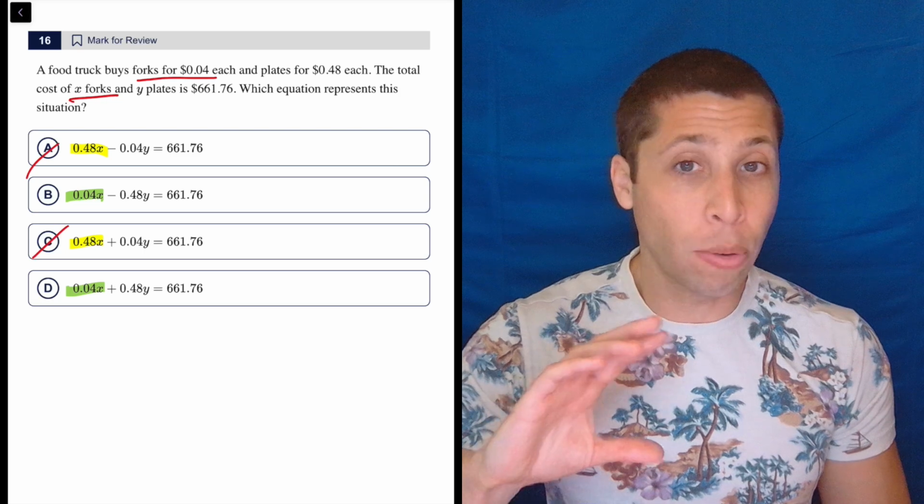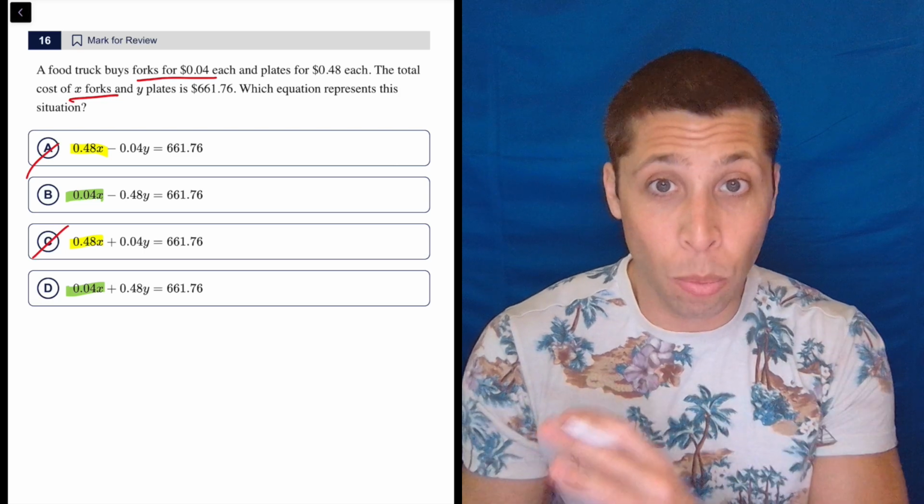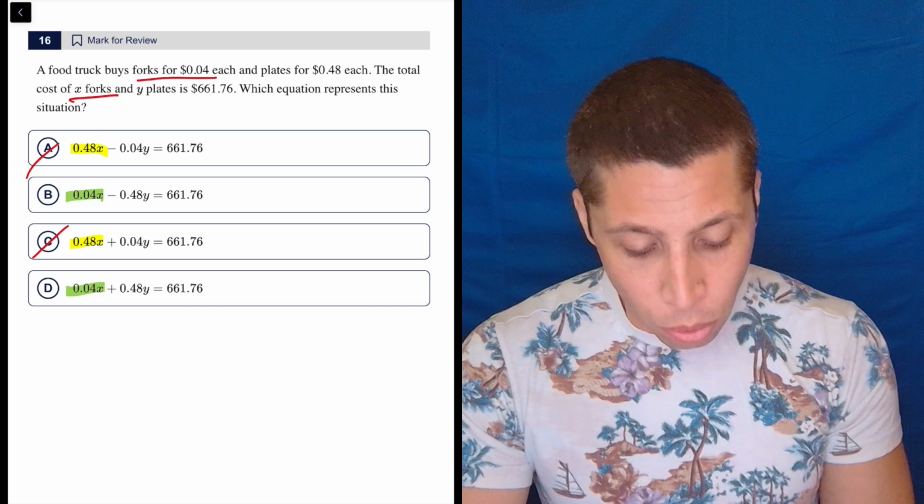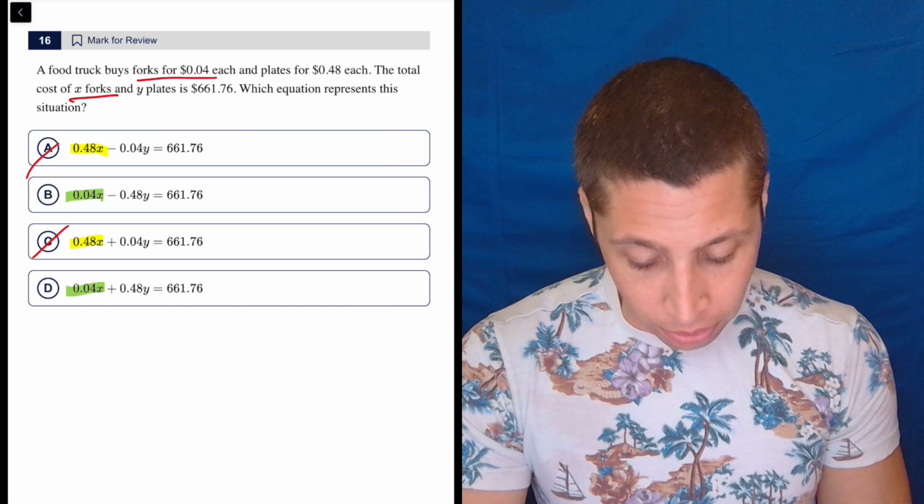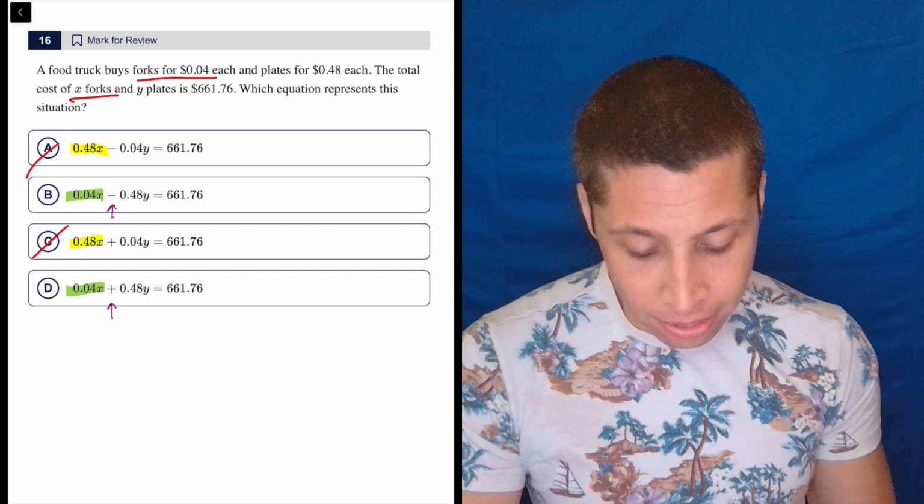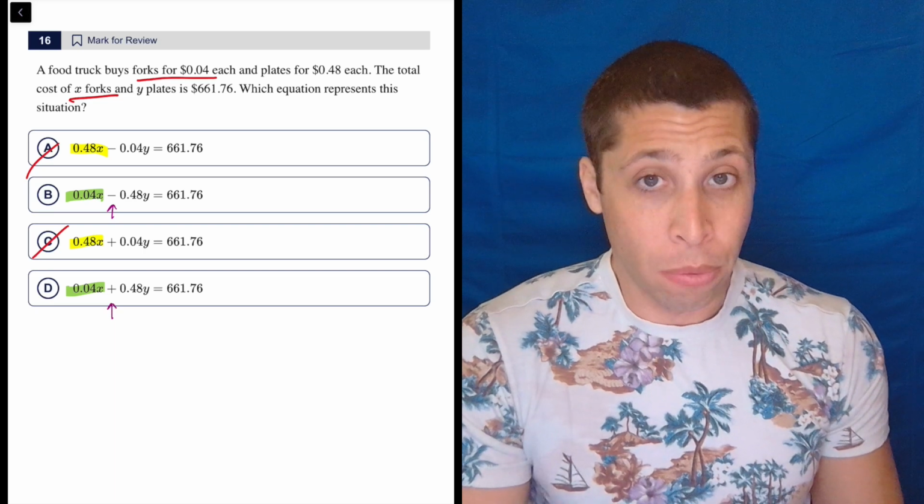So notice I didn't have to read the whole story. I just needed to read this one little part to understand that. Now I've doubled my odds of getting it right. So what's next? Well, let's see what else is different. Choice B has subtraction. Choice D has addition. What do we do? Well, let's see what the story says.